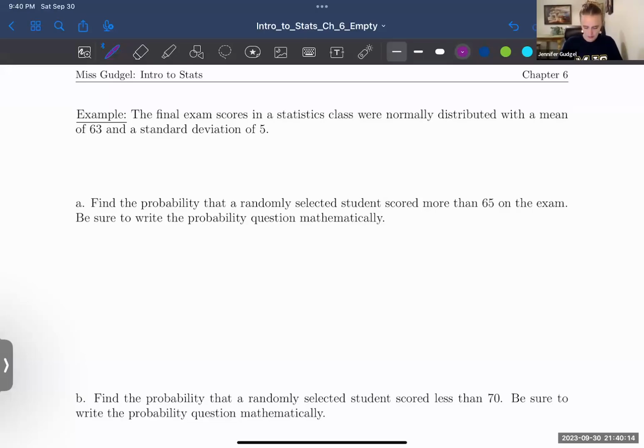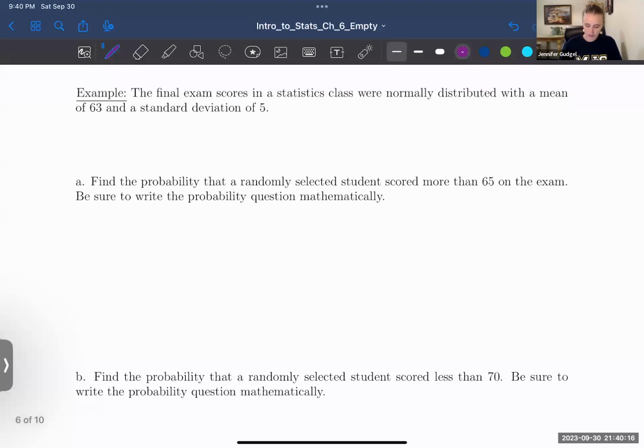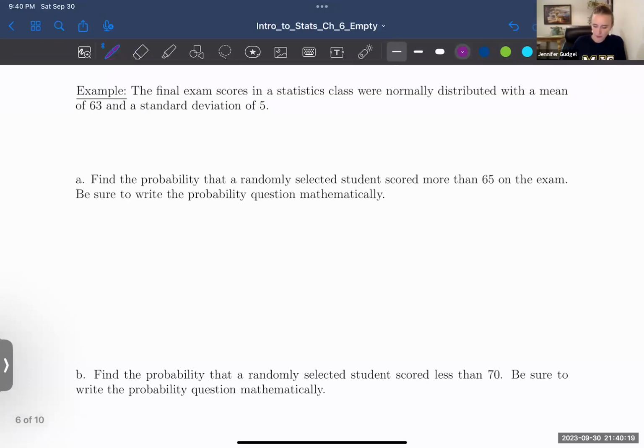All right. The final exam scores of a statistics class were normally distributed with a mean of 63 and a standard deviation of 5. Let's go ahead and note, remember the mean is our mu, that's 63. The standard deviation is our sigma, that's 5. And let's also write what this distribution is.